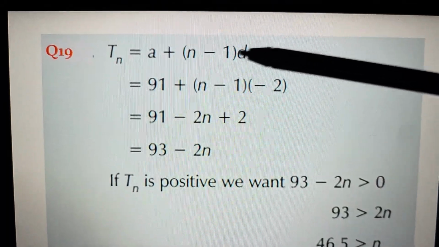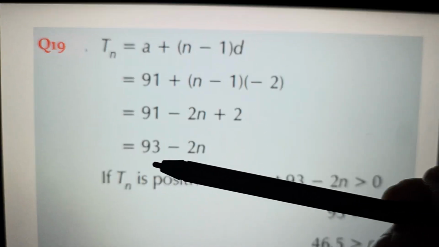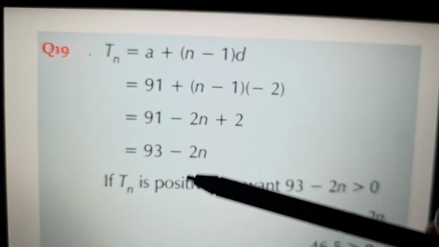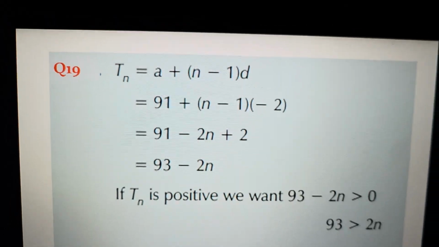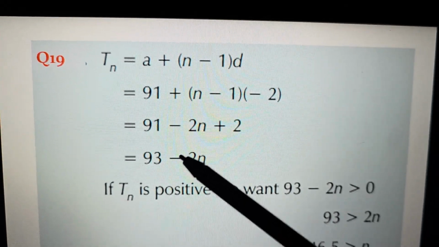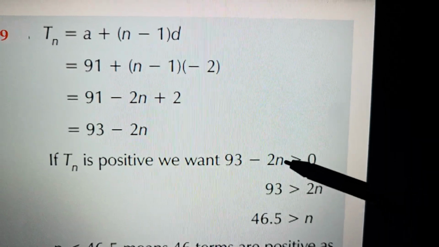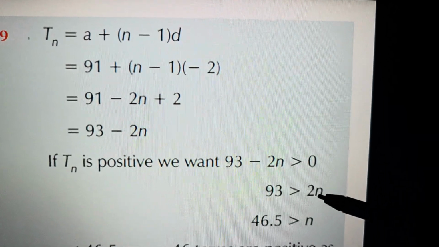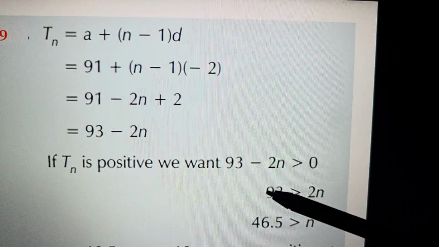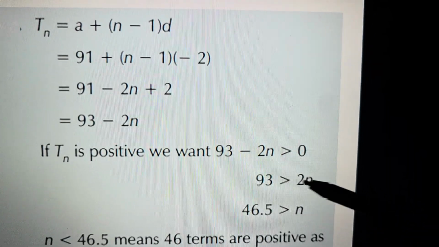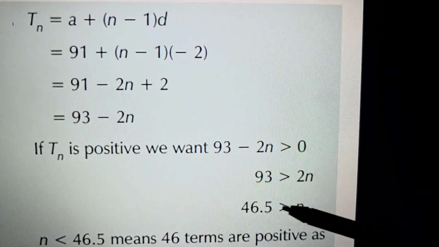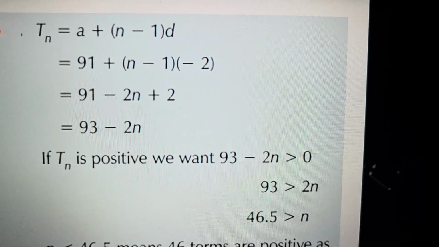Okay, so I use my T of n formula, I sub into it, I tidy it up, and my T of n formula is now 93 minus 2n. I wanted to know how many terms are positive. So I'm going to let my T of n formula be greater than 0. And we solve for n. So I can bring the minus 2n over onto the other side, and it's now plus 2n is less than 93, or you can say 93 is greater than 2n. Divide across by 2, and you'll get n is less than 46.5.